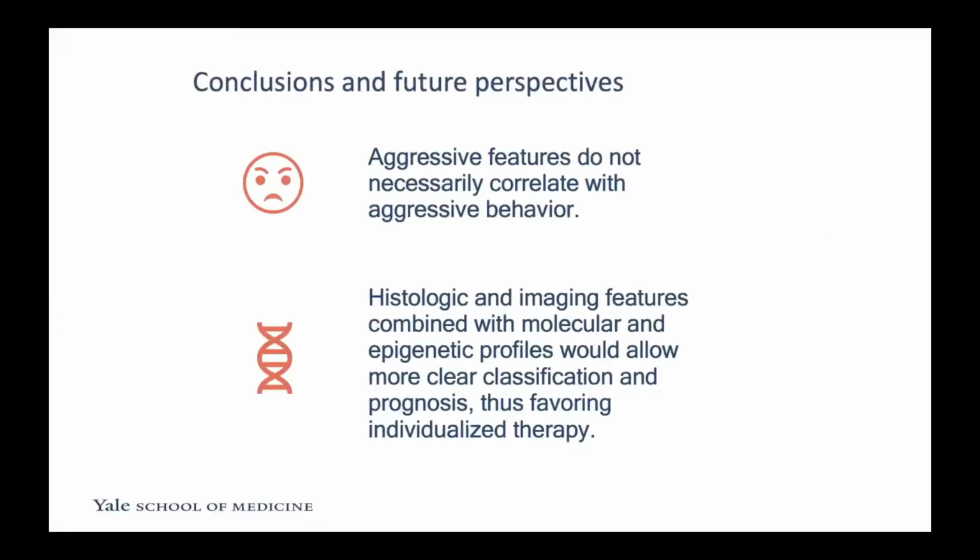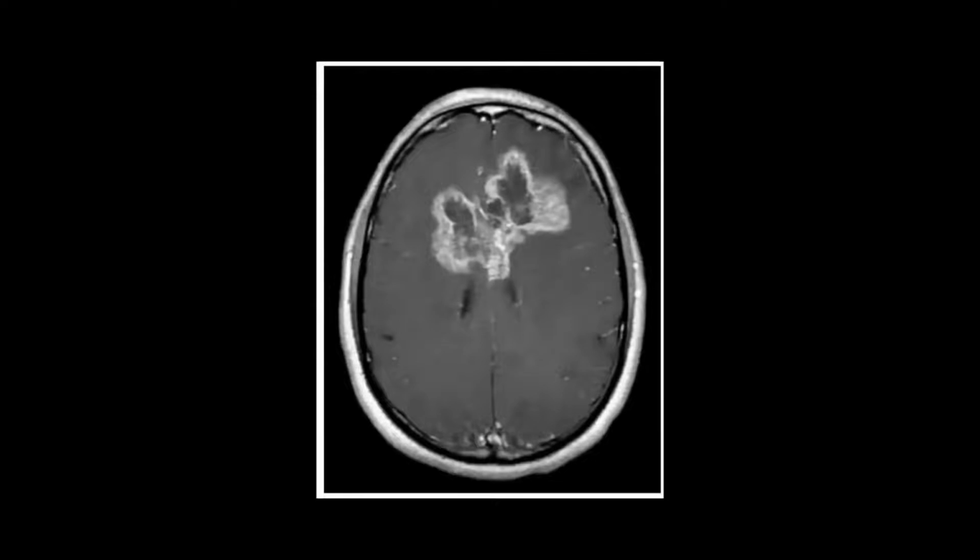So what are the conclusions? That aggressive features do not necessarily correlate with aggressive behavior as soon as gross total resection is achieved, and that histologic and imaging features combined with molecular and epigenetic profiles would allow more clear classification and prognosis, so favoring individualized therapy.